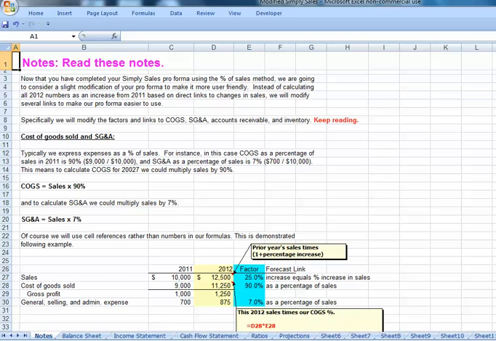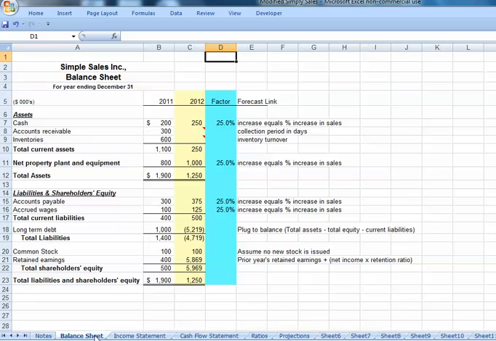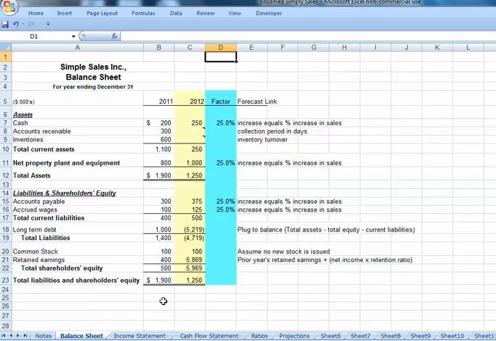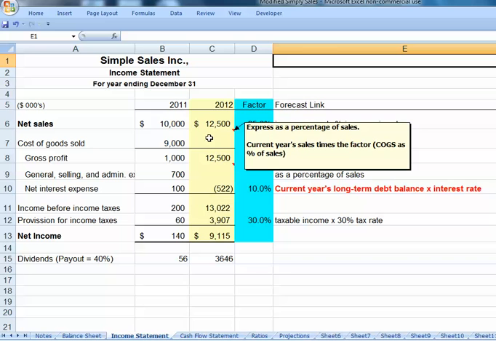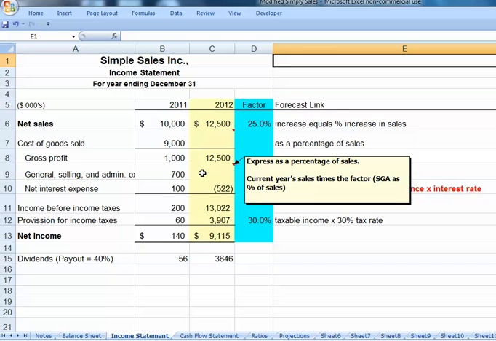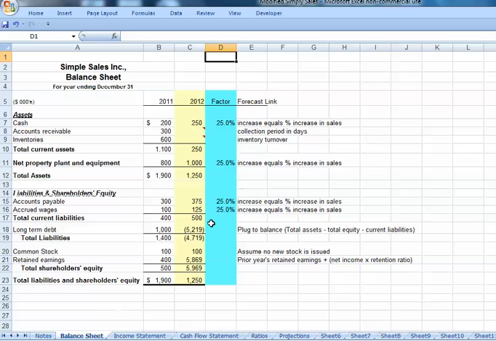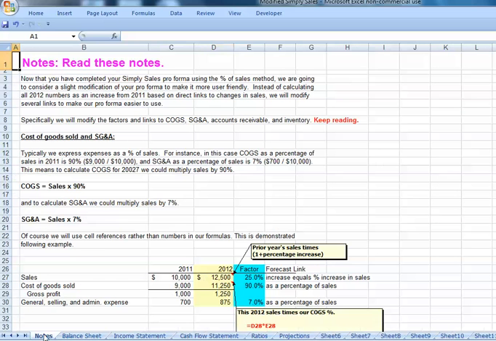Let's go ahead and take a look at your next assignment. It's a fairly short one. In this assignment, what I want you to do is recalculate accounts receivable and inventories, and also cost of goods sold and selling, general, and administrative expenses. These you're going to do as a percentage of sales. And on your balance sheet, inventory you're going to calculate using your inventory turnover, and accounts receivable using the collection period, much like the video we just watched.